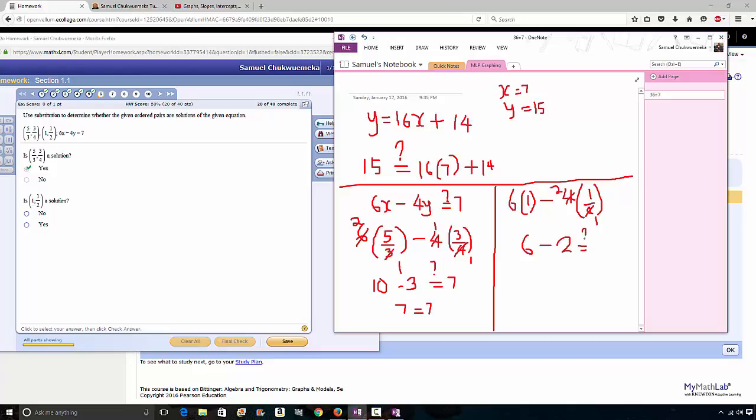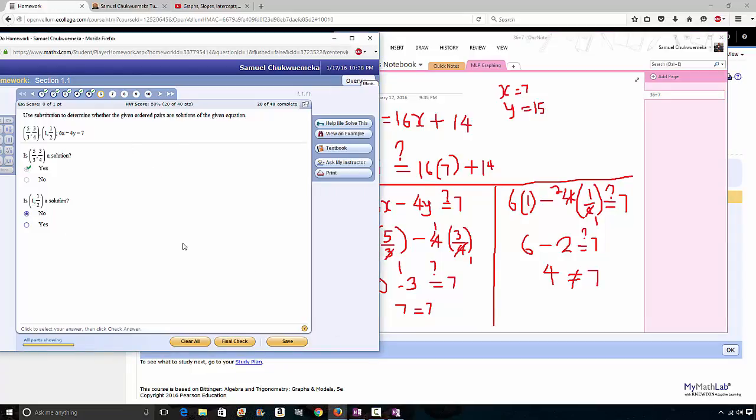Is 6 minus 2 equal to 7? Is this equal to 7? So 4 is not equal to 7, and that means your answer is no for this. Okay.